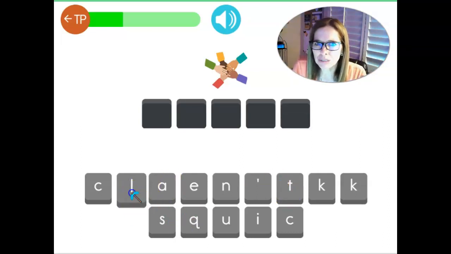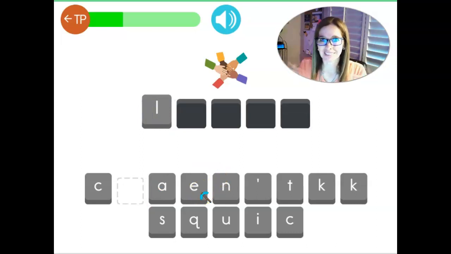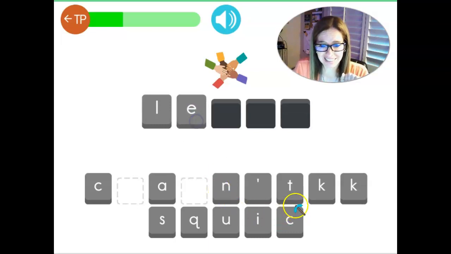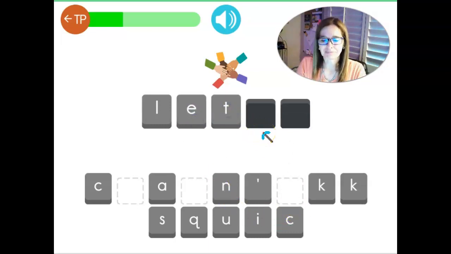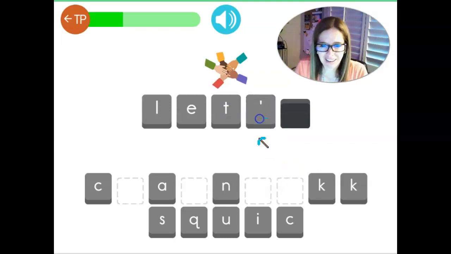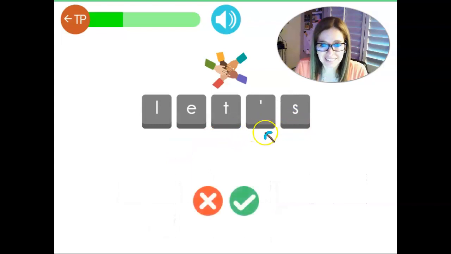But I also know that in a contraction, the first word is going to be there. So if it's let us, let's, the word let is going to be there. So I'm going to spell that first. Let. Let's. So the u in us pops out, doesn't it? Let us, let's. This apostrophe took the place of those missing letters.